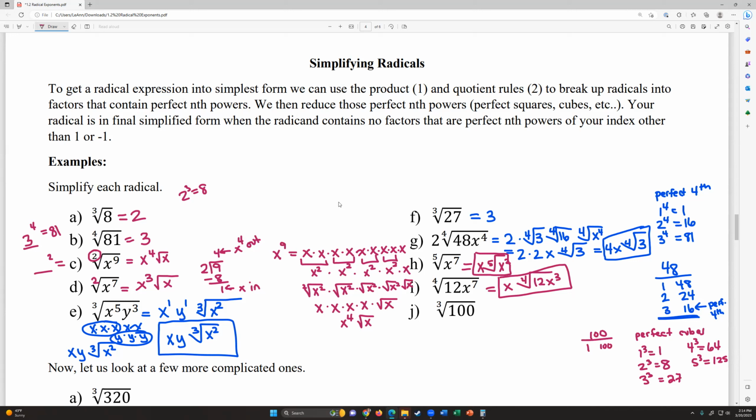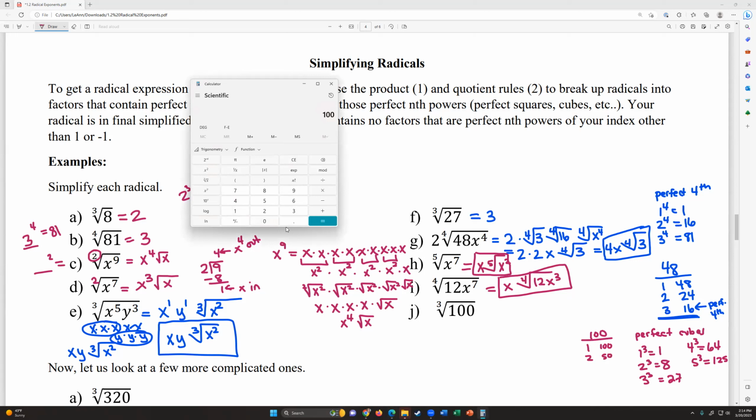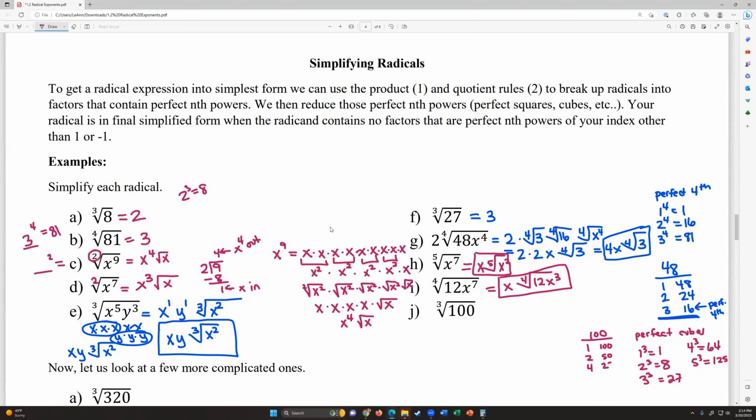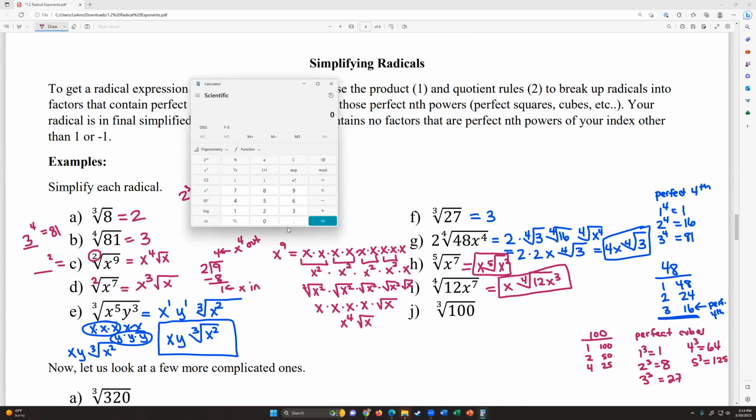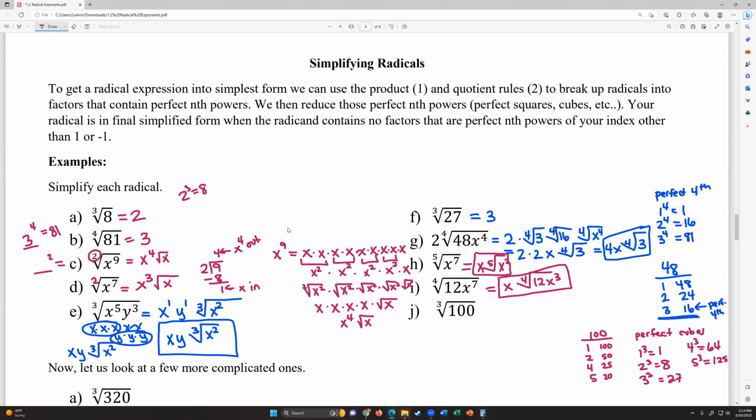1 times 100, 2 times 50. You can check 3 does not go into 100. Gives you a decimal answer. 4 times 25. 5 times 20. I knew that one. 6 doesn't go, 7 doesn't go, 8 doesn't go, 9 doesn't go, and 10 times 10. Notice if we look at any of these, none of the numbers in this list except for 1 are a perfect cube. So we cannot break this down. This is actually already simplified.